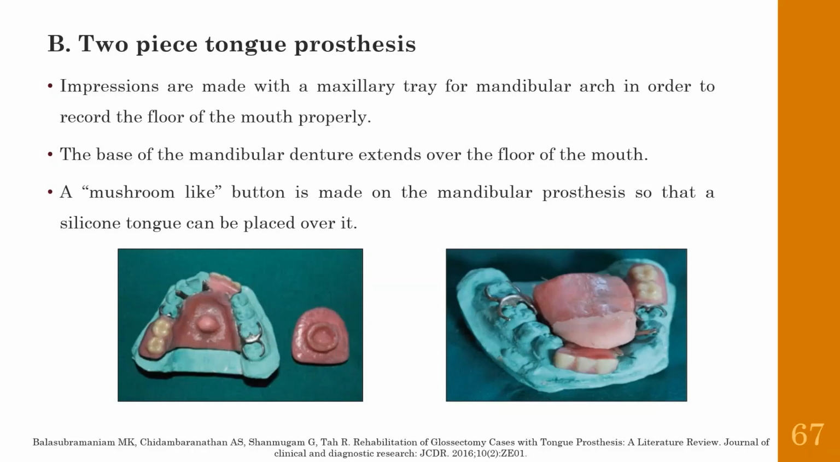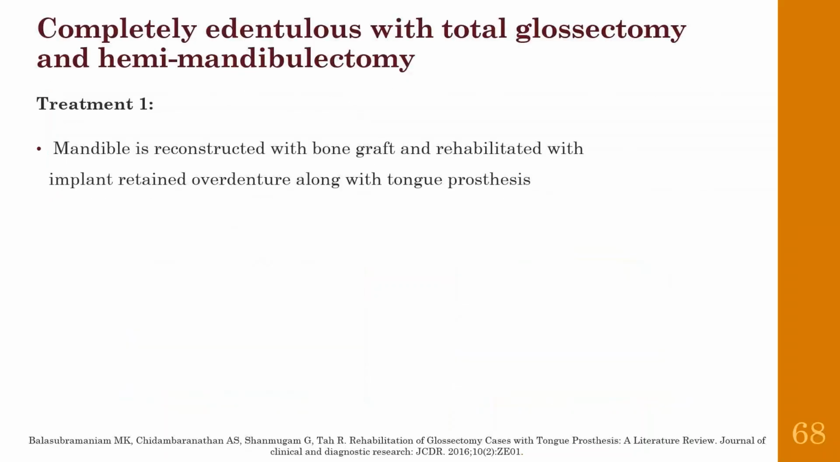The impressions are made with a maxillary tray for the mandibular arch in order to record the floor of the mouth properly. The base of the mandibular denture extends over the floor of the mouth. A mushroom-like button is made on the mandibular prosthesis so that a silicone tongue can be placed over it.